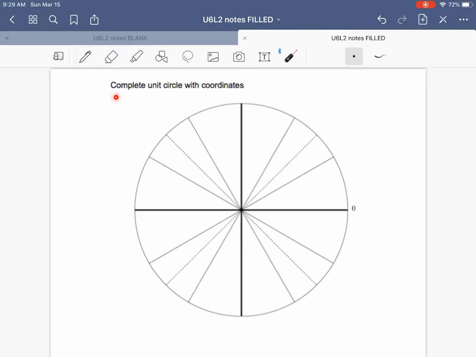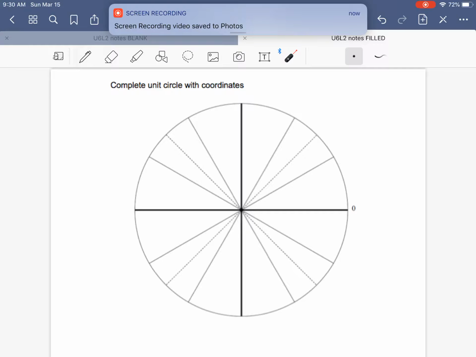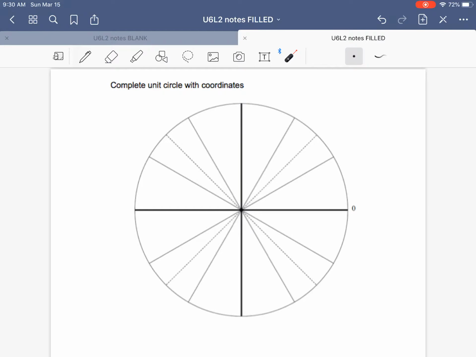Alright, this page is asking you to complete the unit circle with coordinates. In addition to all the angles in degrees and radians, we want x and y coordinates. So see what you can do with that. You can pause the video now. I'm not going to make a solution, but on the next page you'll be able to look at the answer. So give it a shot, and we'll see what you come up with.